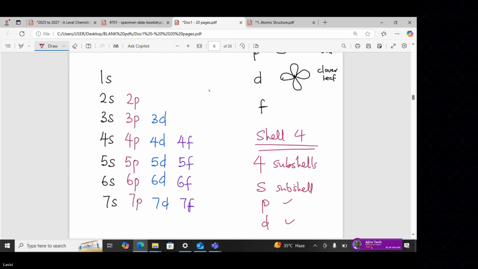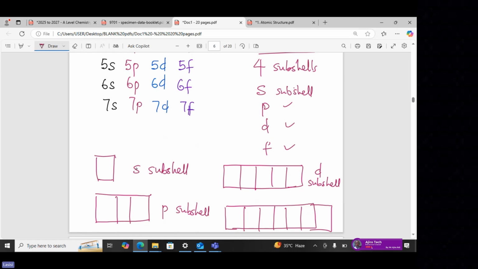Shell number 3. How many subshells? 3. And how many orbitals? 3S contains 1 orbital. 3P contains 3 orbitals. 3D contains 5 orbitals.